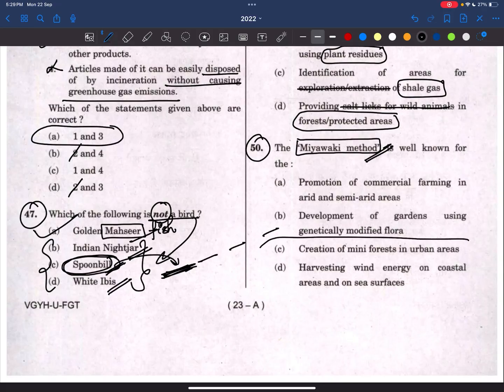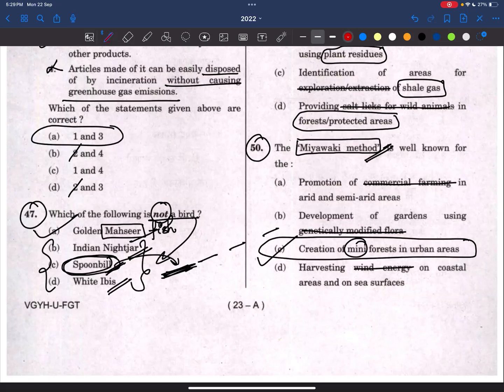So see, the answer is creation of mini forests in the urban areas. Okay. Mini is nothing but in terms of space. In less space, larger amounts of forest can be grown. It is not talking about commercial farming. Okay. Not genetically modified flora. Okay. Not about wind energy. Okay. Here the answer is C. Very simple question only. It was in news. That's why it was asked.